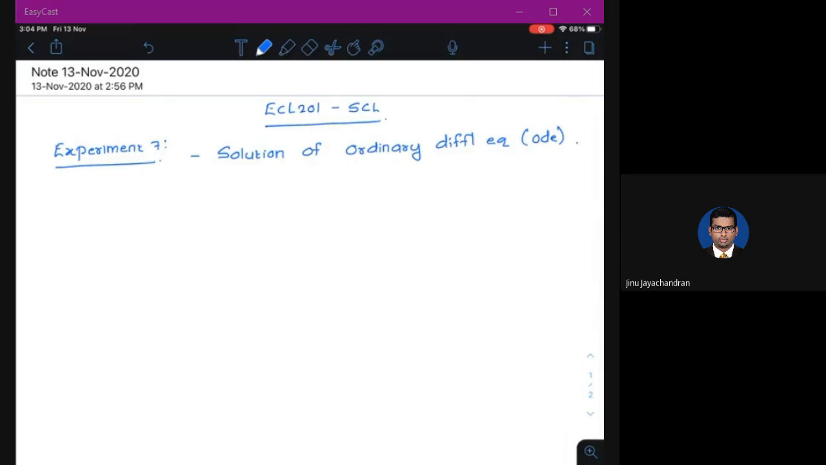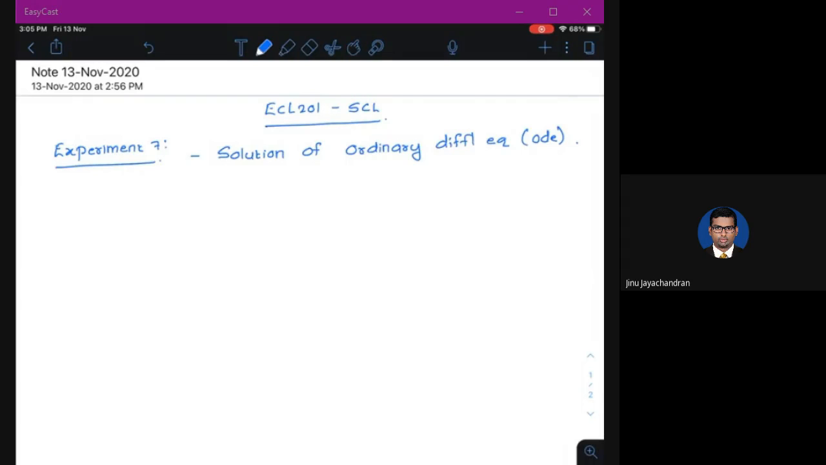Just to recap, I'm not going to give you the mathematical solutions, because you already had differential equations, either in second semester or third semester, I don't know which class, as a separate mathematical subject. So I'm not going to explain how to solve it, but we are going to see how you can solve it using Python. So the solution for the mathematical part I'm not going to give.